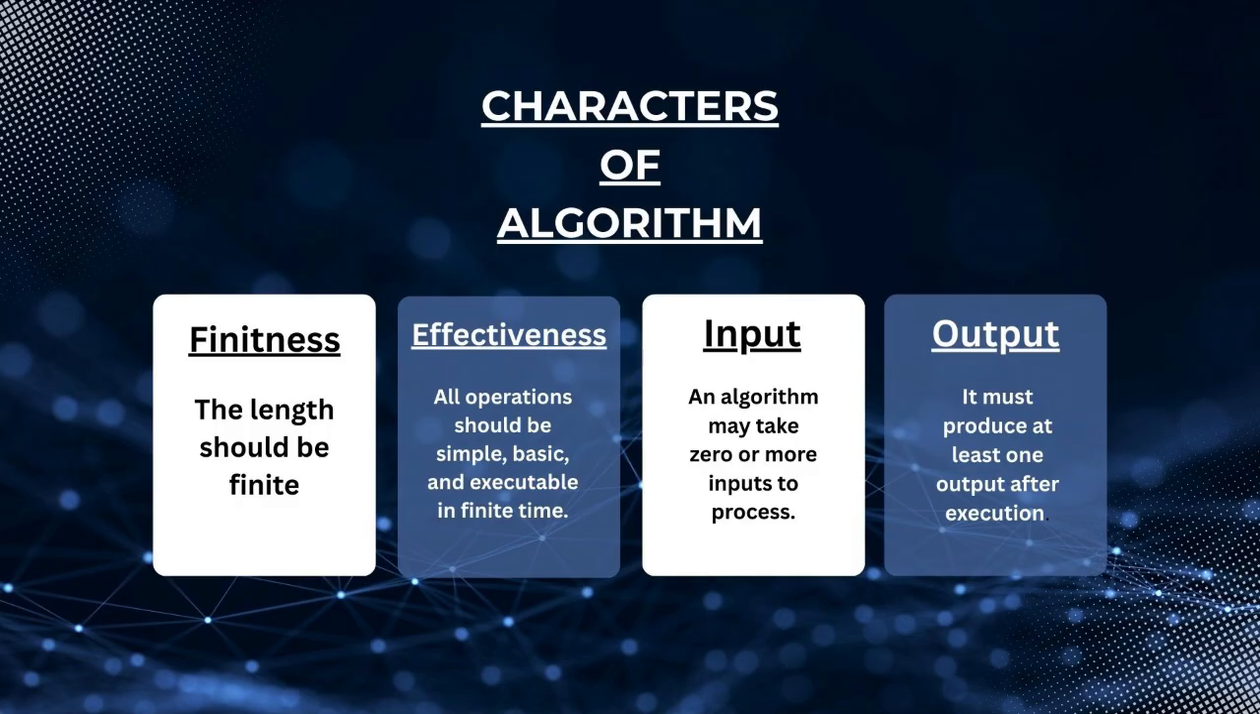Next is input. An algorithm may take 0 or more inputs. These inputs are the data that the algorithm works on. For example, numbers given to an addition algorithm are inputs. Finally, output. Every algorithm must produce at least one output after execution. The output is the final result of the algorithm. So, an algorithm is meaningful only when it is finite, effective, takes input, and produces output.